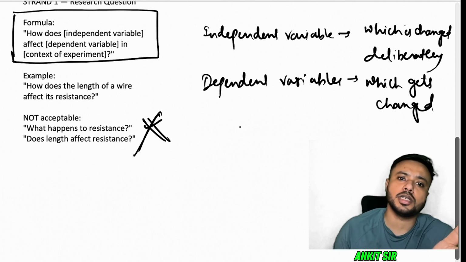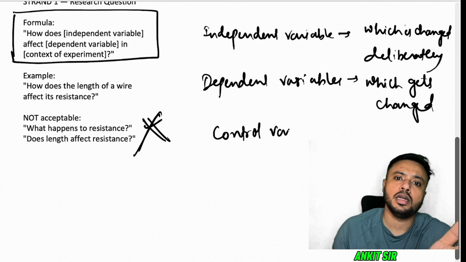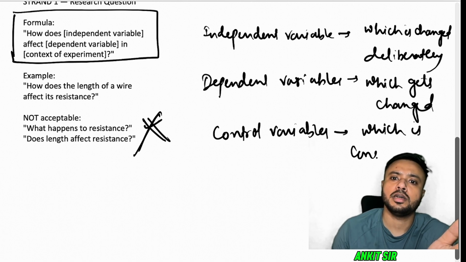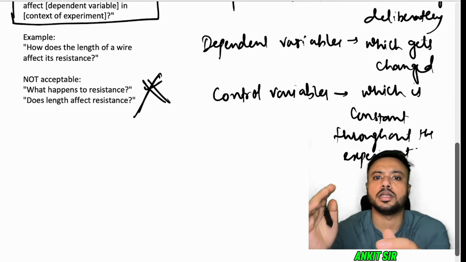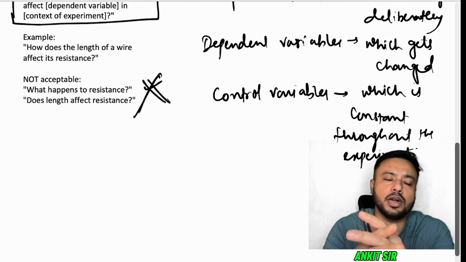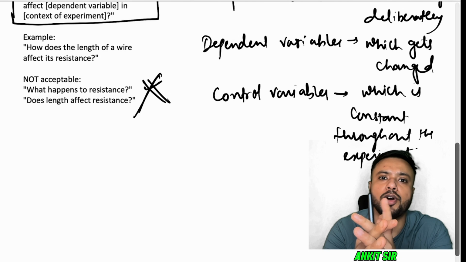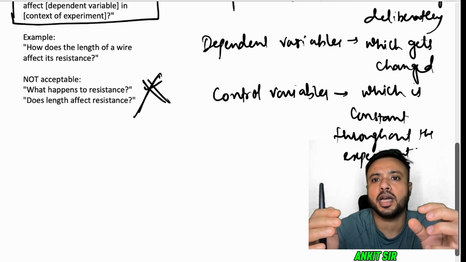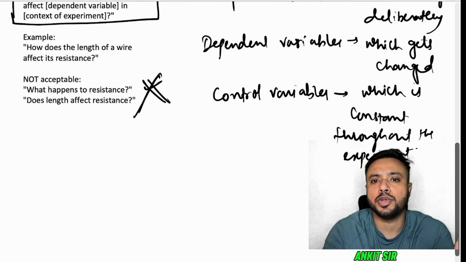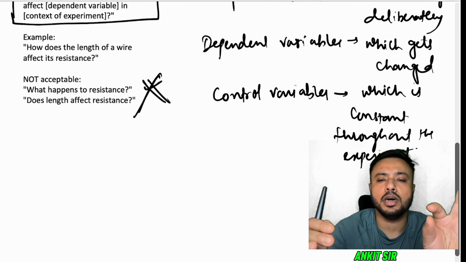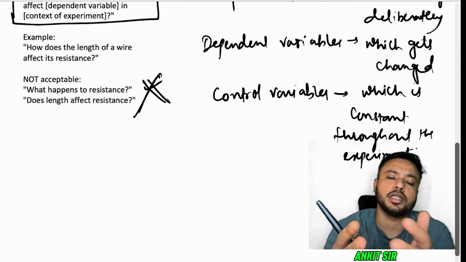Now the third thing is called the controlled variable, and controlled variables are those which stay constant throughout the experiment. In this experiment, where we are trying to figure out the relationship between the length of the wire and its resistance, the cross-section area of the wire has to be constant. You are supposed to change only the length of the wire, and then the resistance will change automatically. The controlled variable would be the cross-section area of the wire, because you all know that resistance depends on the cross-section area.